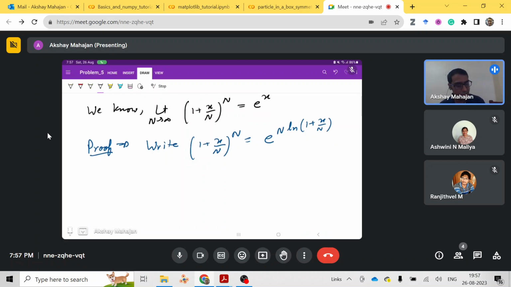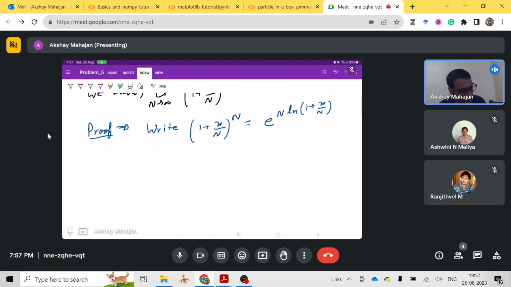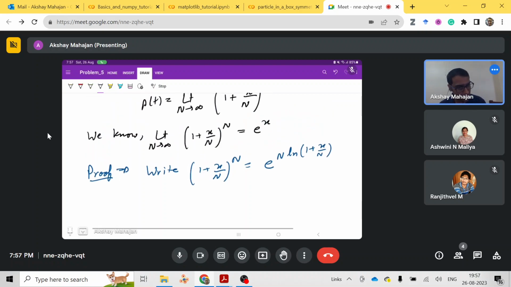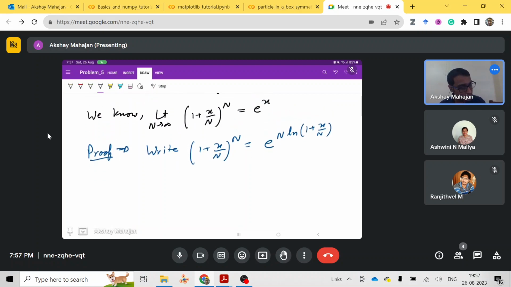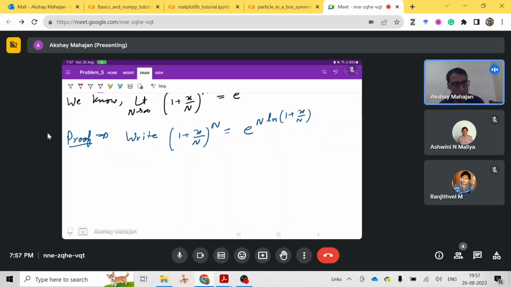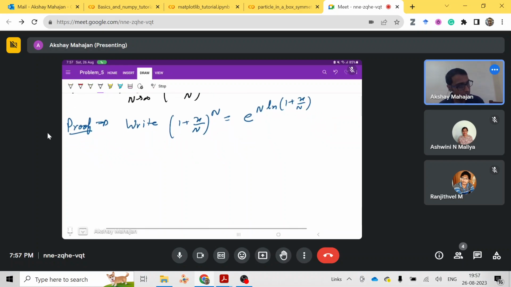So I hope there is no problem in this step, going from (1 plus x by n) whole to the power n to e to the power n ln of 1 plus x by n. If you have any problem in one of these steps, then please let me know. If you are confused or if there is some problem, then you can stop me and ask. Alright.